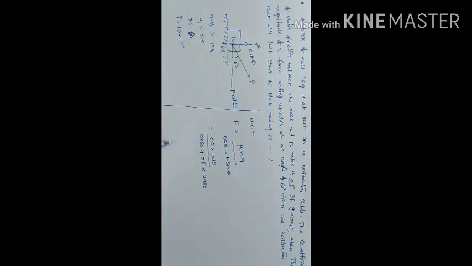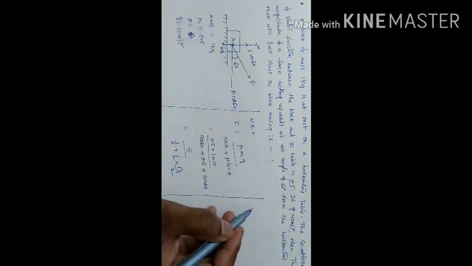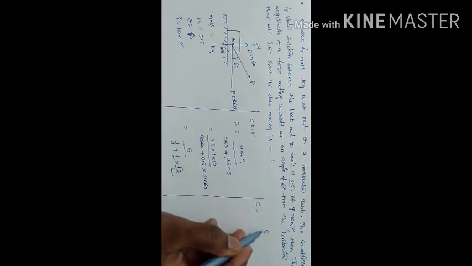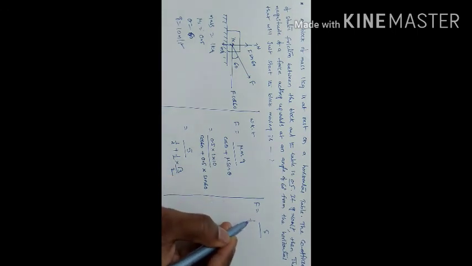Okay, now here, 0.5 into 10 means 5 only. 5 by cos 60, 1 by 2, plus 0.5 can be written as 1 by 2 into sin 60. Sin 60 equals root 3 by 2. Okay, next, now here F equals 5 by, so this one, 1 by 2 plus root 3 by 4.